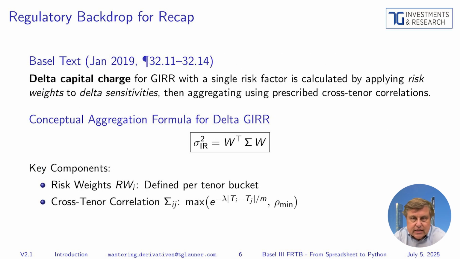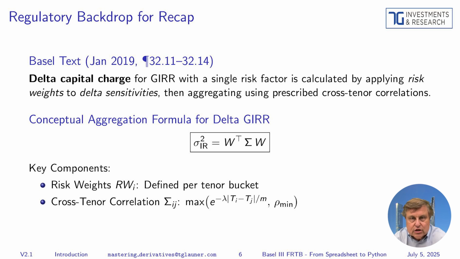The Basel text from January 2019 outlines the calculation of the delta capital charge. For general interest rate risk with a single risk factor, this is done by applying risk weights to delta sensitivities and then aggregating these using prescribed cross-tenor correlations. The aggregation formula expresses the total variance as a quadratic form, where weighted sensitivities are combined using a correlation matrix.